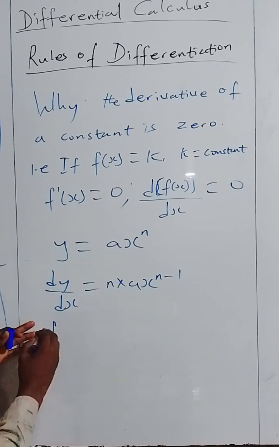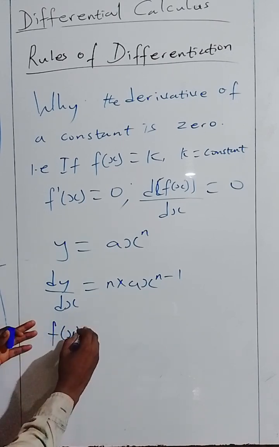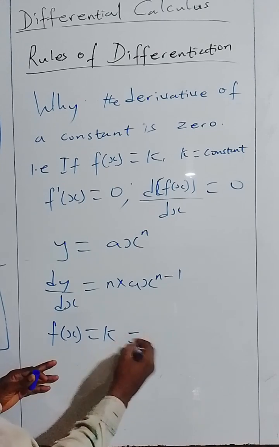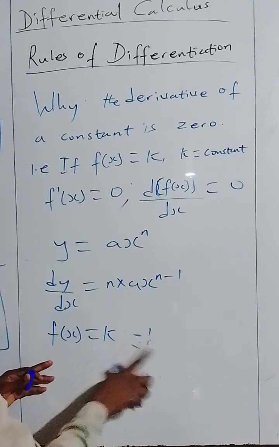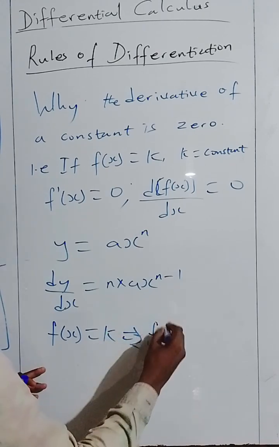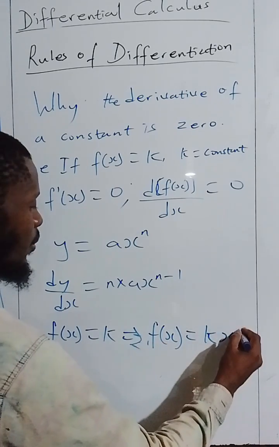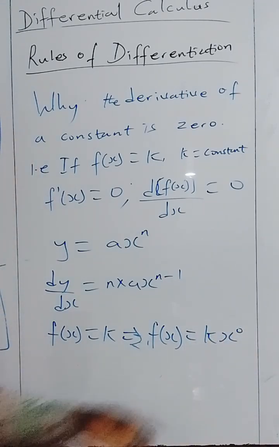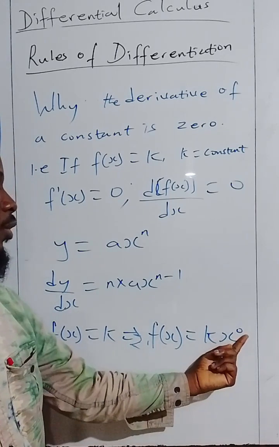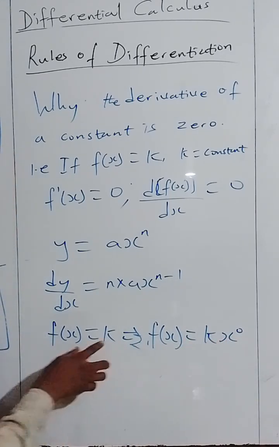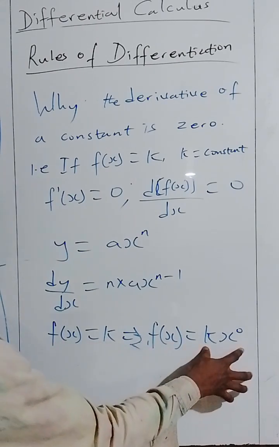Now, also recall that this f of x equals k can be rewritten as f of x equals k x raised to power 0. Why is this 0? Because x raised to power 0 is equal to 1, then 1 times k is equal to k. So in other words, this is equivalent to this.